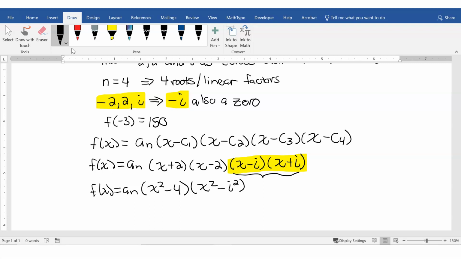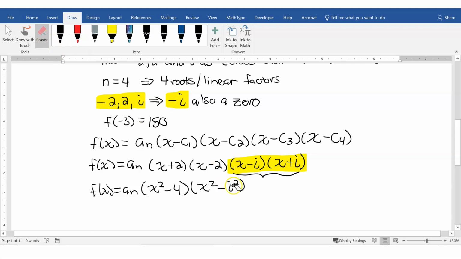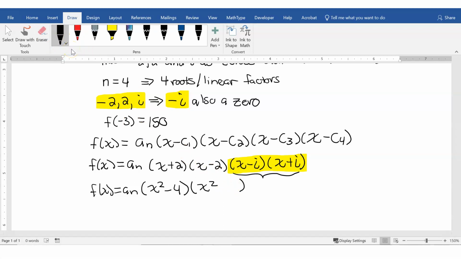We don't want to carry this value in the calculation. So minus times minus 1 will be plus 1. So just remember that from your complex numbers. So eventually, we would actually get to this expression.